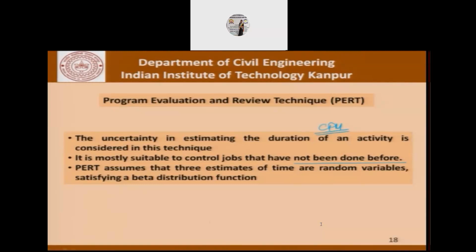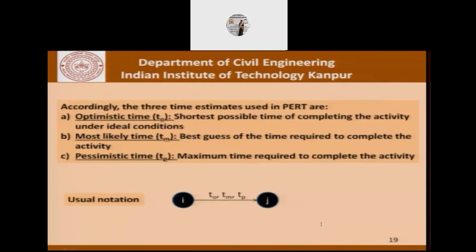So this is what we have been talking about, and now let's try to see how we actually implement it on ground as far as activities are concerned. So we have been talking of an activity ij all the time. So here also we are saying that there's an activity i and j, and we are talking of three times associated with it.